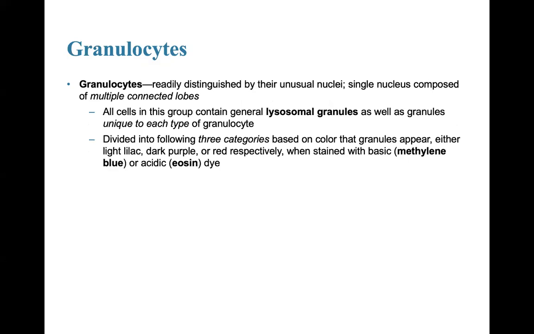All cells in this group contain general lysosomal granules as well as granules unique to each type of the granulocyte. And these lysosomal granules will be very important because they allow for digestion of, say, bacteria or whatever they're ingesting. The granulocytes will be divided into the following three categories based on the color the granules appear, either light lilac, dark purple, or red, respectively, when stained with basic, methylene blue, or acidic eosin dye.